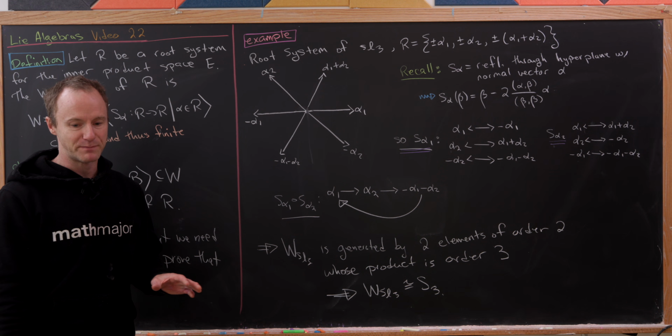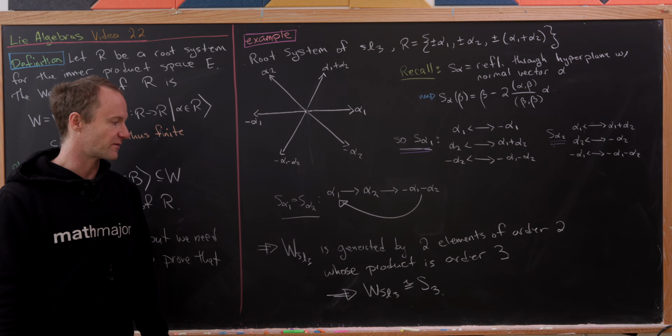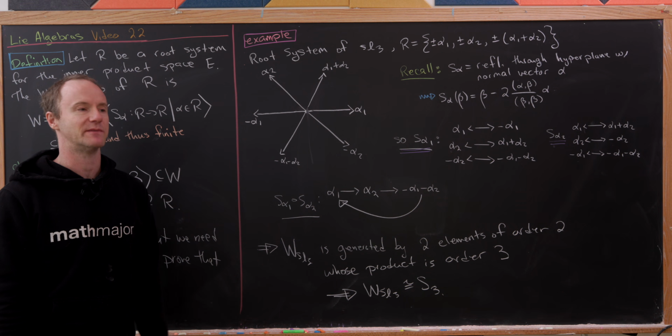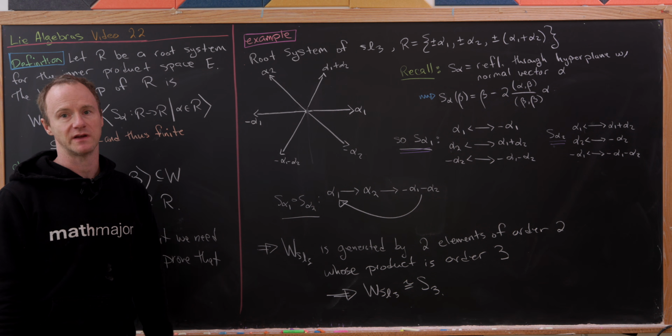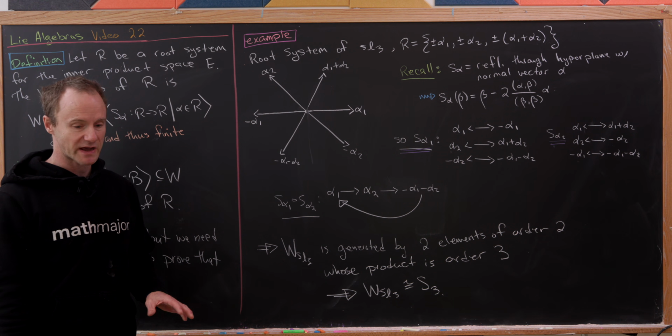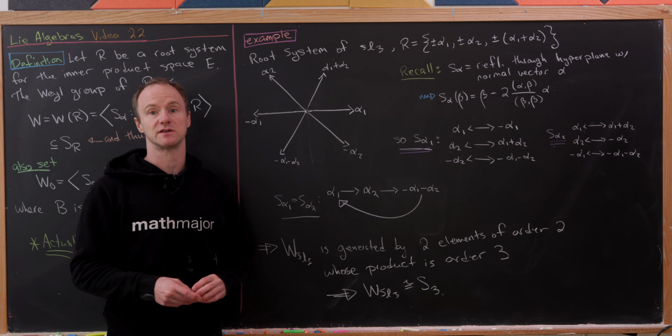And in fact, a bigger result is that the Weyl group for SLN is in fact the symmetric group SN, but we won't prove that today. We may or may not prove it in the course of these videos. Okay, so now let's get into the results of today.